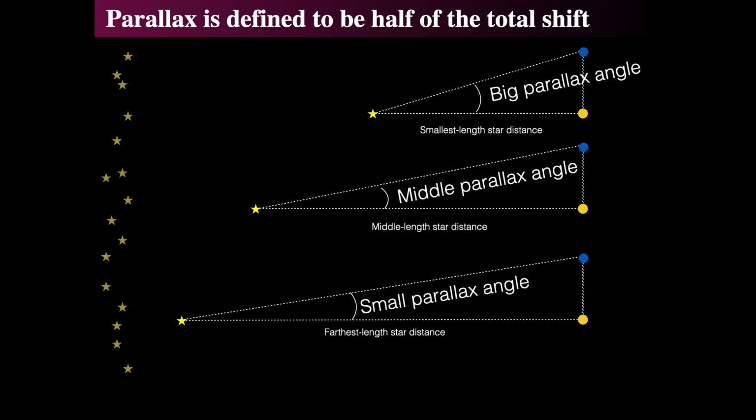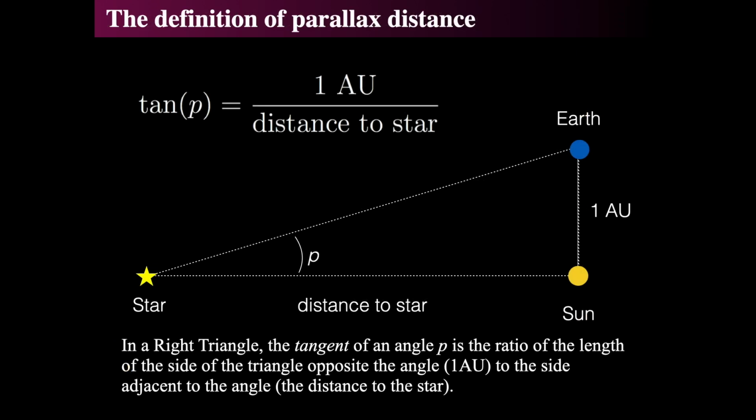And we can then say that the biggest parallax angle is for the star at the smallest distance, and the smallest parallax angle is for the farthest star. So let's look at one of them in particular, and we say, wait a second, that's a triangle. From 10th grade geometry, we know that the tangent of an angle, little p, is equal to the opposite divided by the adjacent. So that's the definition of tangent.